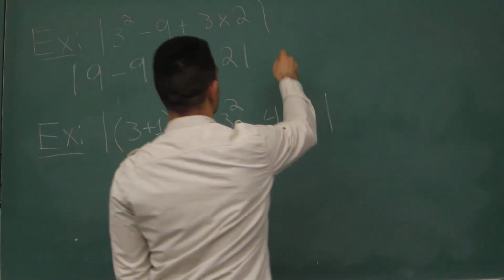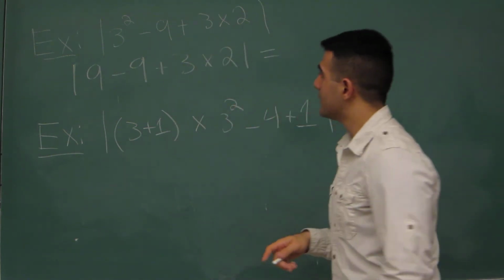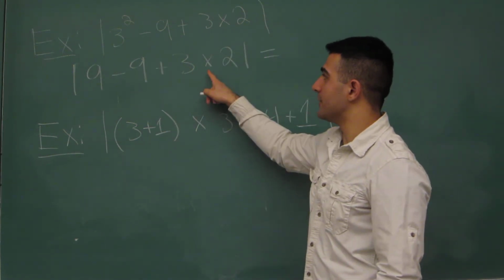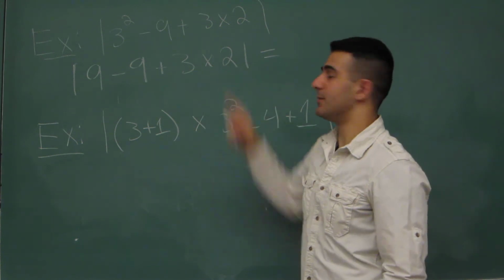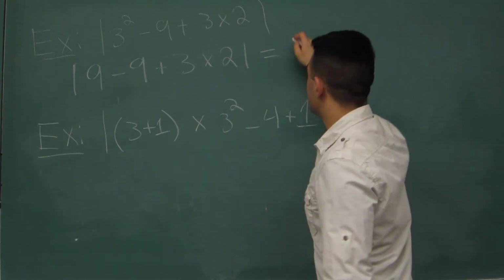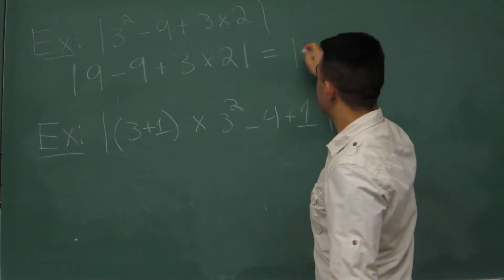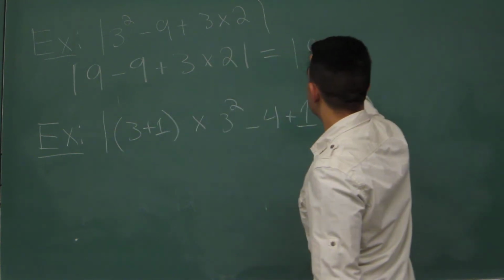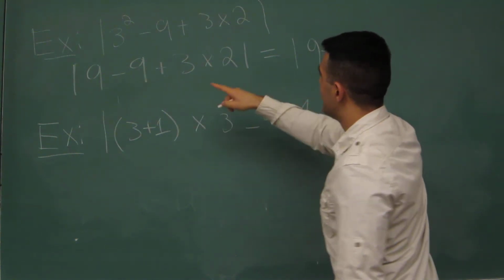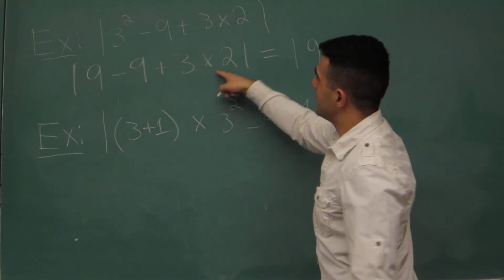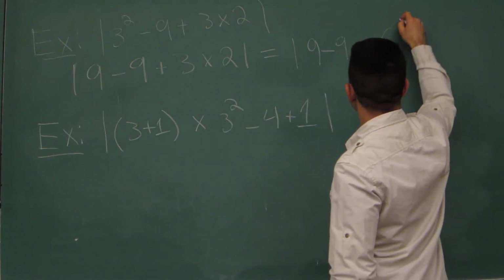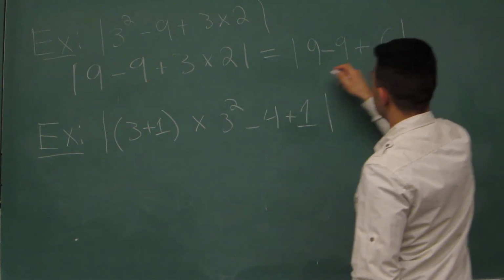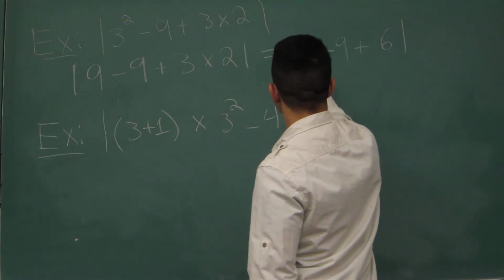Okay, I'm just going to continue it here. What do we have to do now? We know that the next priority is the multiplication of 3 times 2. We keep the absolute value. So I'll just leave this here. Plus 3 times 2 is 6. And then I guess I'll write it here.